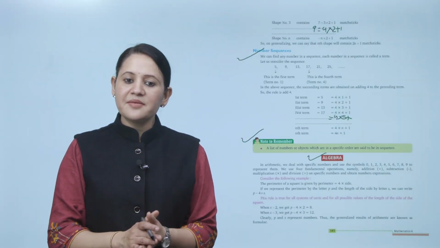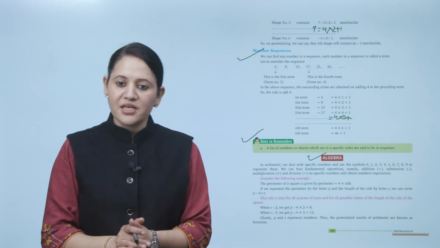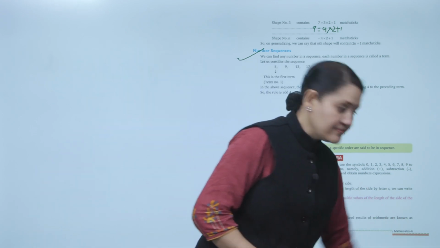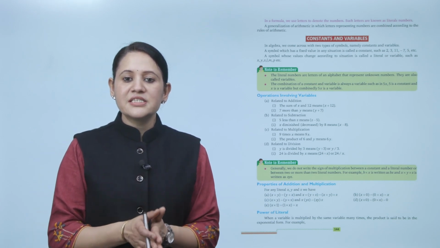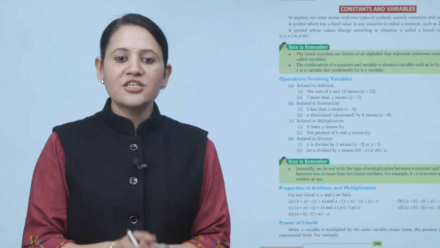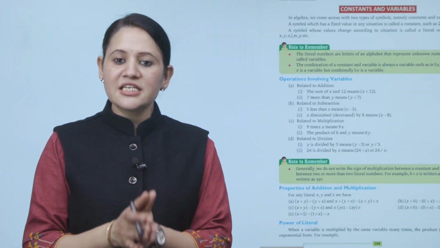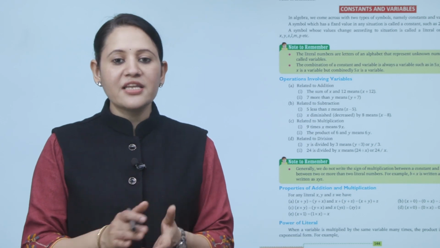Clearly, P and S represent numbers, thus the generalizing rules of arithmetic are known as formulae. In the formulae, we use letters to denote the numbers. Such letters are known as literal numbers. Algebra is a generalization of arithmetic in which letters represent numbers and are combined according to the rules of arithmetic.